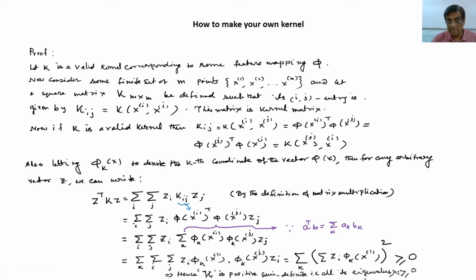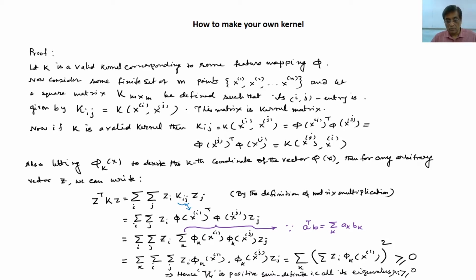That is, all its eigenvalues lambda i are greater than or equal to 0. So we have indirectly proved it: we assumed that K is a valid kernel, and then we proved that all the eigenvalues of this valid kernel matrix are greater than or equal to 0. Okay, so it turns out that this is a sufficient condition also. It's not only a necessary, but a necessary and sufficient condition for K.